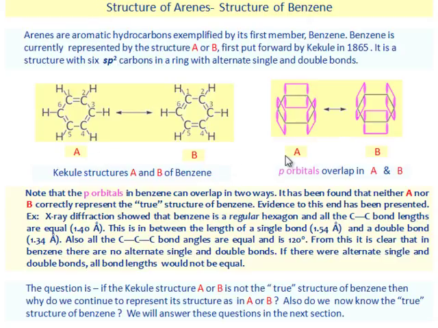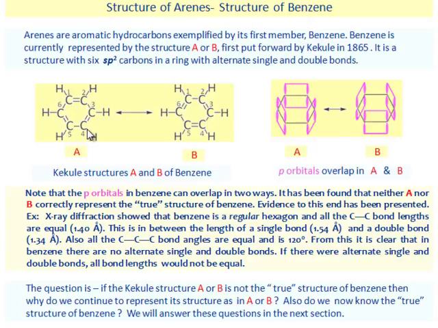Note that the p orbitals in benzene can overlap in two ways. It has been found that neither A nor B correctly represent the true structure of benzene. Evidence to this end has been presented. For example, X-ray diffraction showed that benzene is a regular hexagon and all the CC bond lengths are equal and is 1.40 angstrom units. This is in between the length of a single bond and a double bond.